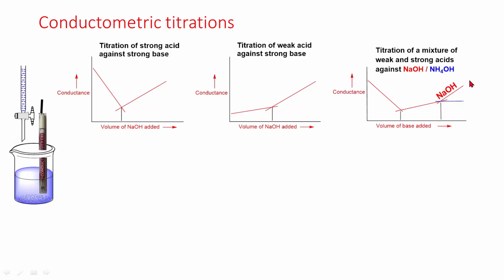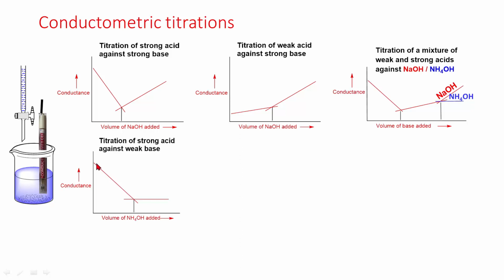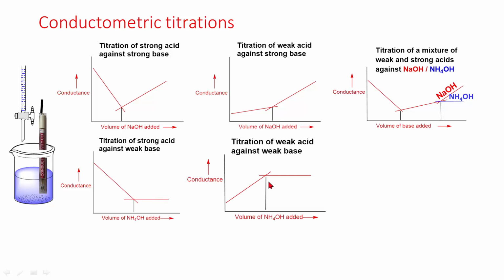Then we will have this curve. If we take it against ammonium hydroxide, then we will not get this curve. We will get this shape of the graph. Titration of strong acid against weak base. Titration of weak acid against weak base. And titration of silver nitrate against KCl.